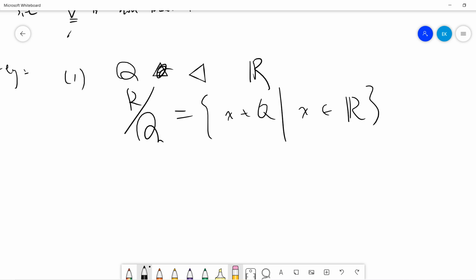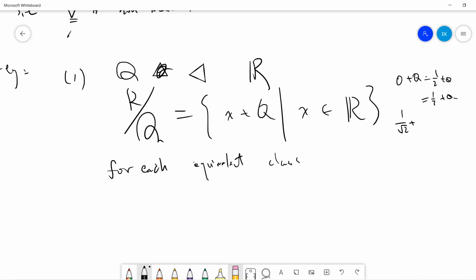For each equivalence class, there are infinitely many equivalence classes. One knows that 0 plus Q is the same as 1/2 plus Q, which is the same as 1/3 plus Q. But 1 over square root of 2 plus Q is different from 0 plus Q, because 1 over square root of 2 is irrational. For each equivalence class, there's a representative. This is the key idea. Let's call it x.